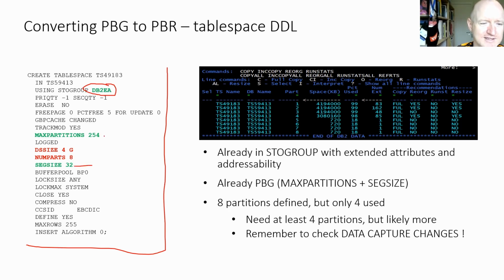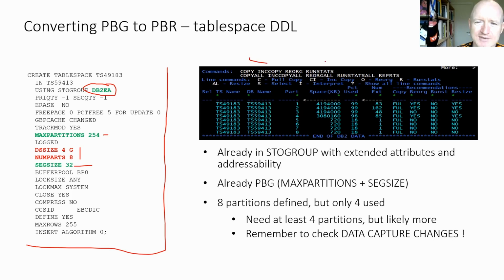Also note that it has SEGSIZE 32 and MAXPARTITIONS 254. So this is in fact a PPG, which was also one of the conditions. If MAXPARTITIONS was missing, I would have to do the migration to PPG first before I could do the PBR conversion. Then we have DSSIZE 4 gig and NUMPARTS 8. So I should be careful when I do the partitioning to make sure that the data actually fits in the new table spaces.